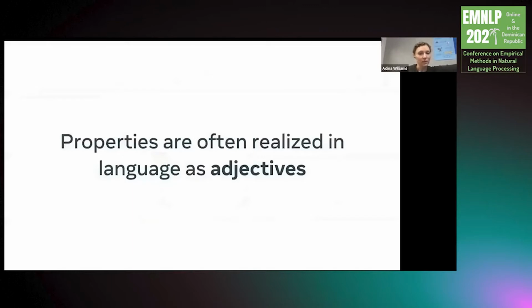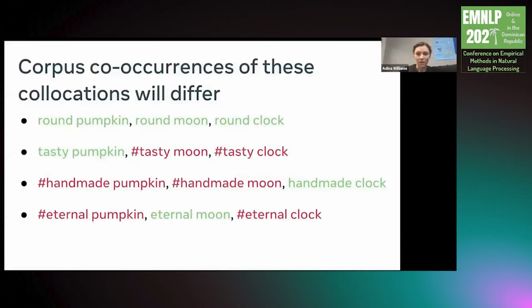At least in some respect, we can zoom in particularly on properties of those concepts that they might share or not share. And properties across languages are often realized as adjectives. So we can see that corpus co-occurrences of these different properties will differ. In fact, the frequencies of the collocations of adjectives and nouns will differ, reflecting some lexical meaning of those things. All of them can be round, but only some can be handmade. So one way to operationalize this is to look at corpus co-occurrences.